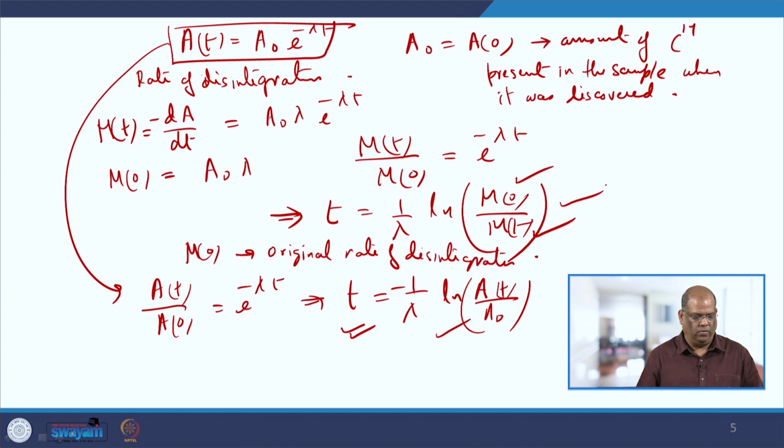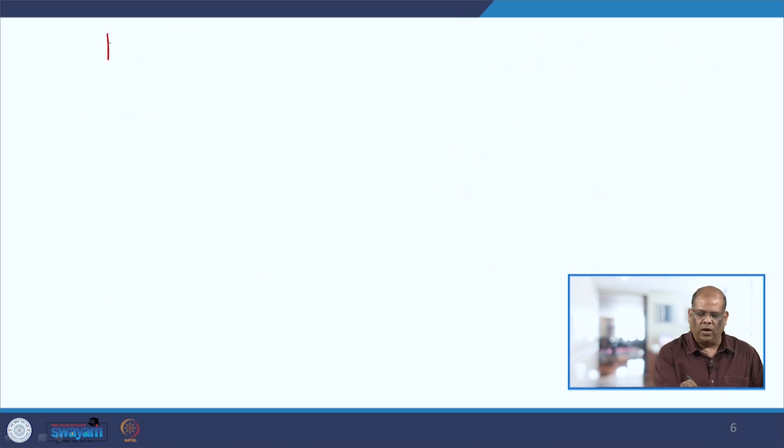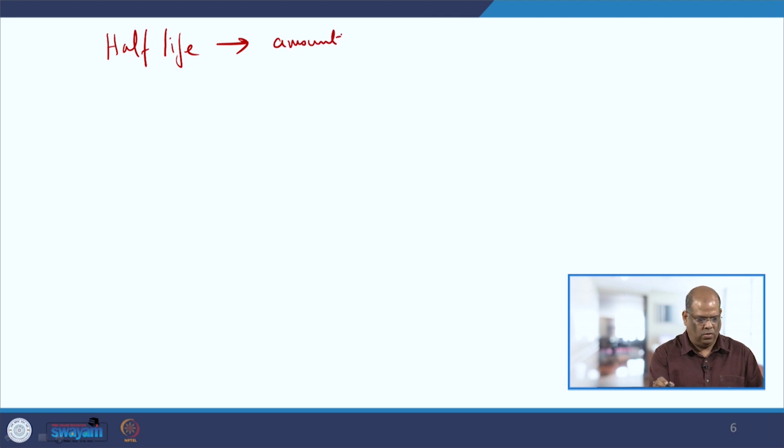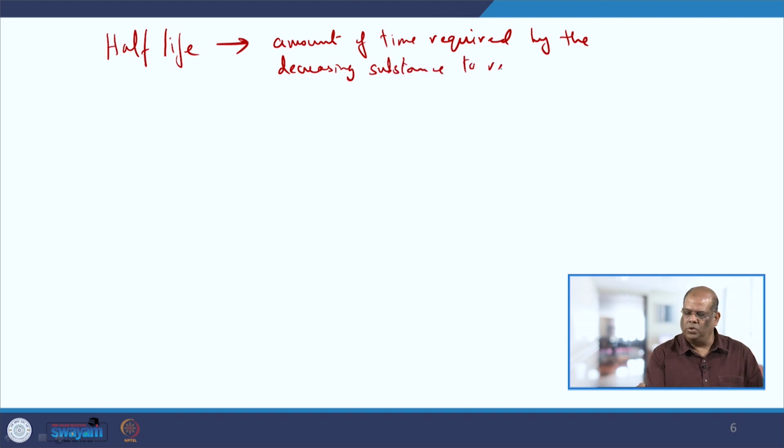Now, let us quickly define what half-life is. Half-life is the amount of time required by the disintegrating or decreasing substance to reduce to half.